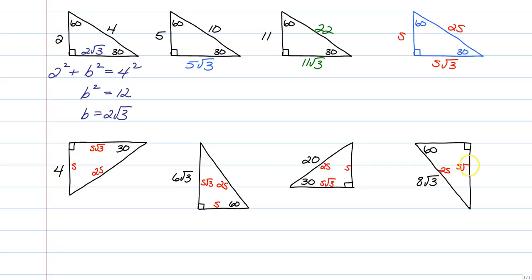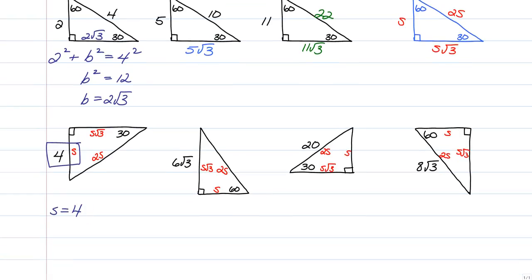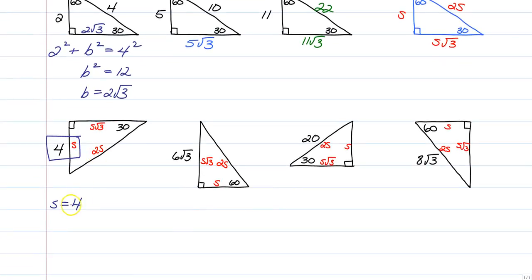And once you have that all set up, working with 30, 60, 90s is the exact same as working with 45, 45, 90. You take what you're given, set them equal. So s is equal to 4. And now, everywhere I see an s, I'm just going to plug in a 4. This is s root 3, so this is going to become 4 root 3. This is 2 times 4, so this side is going to be 8. All you have to do is substitute your s in after you solve for it.